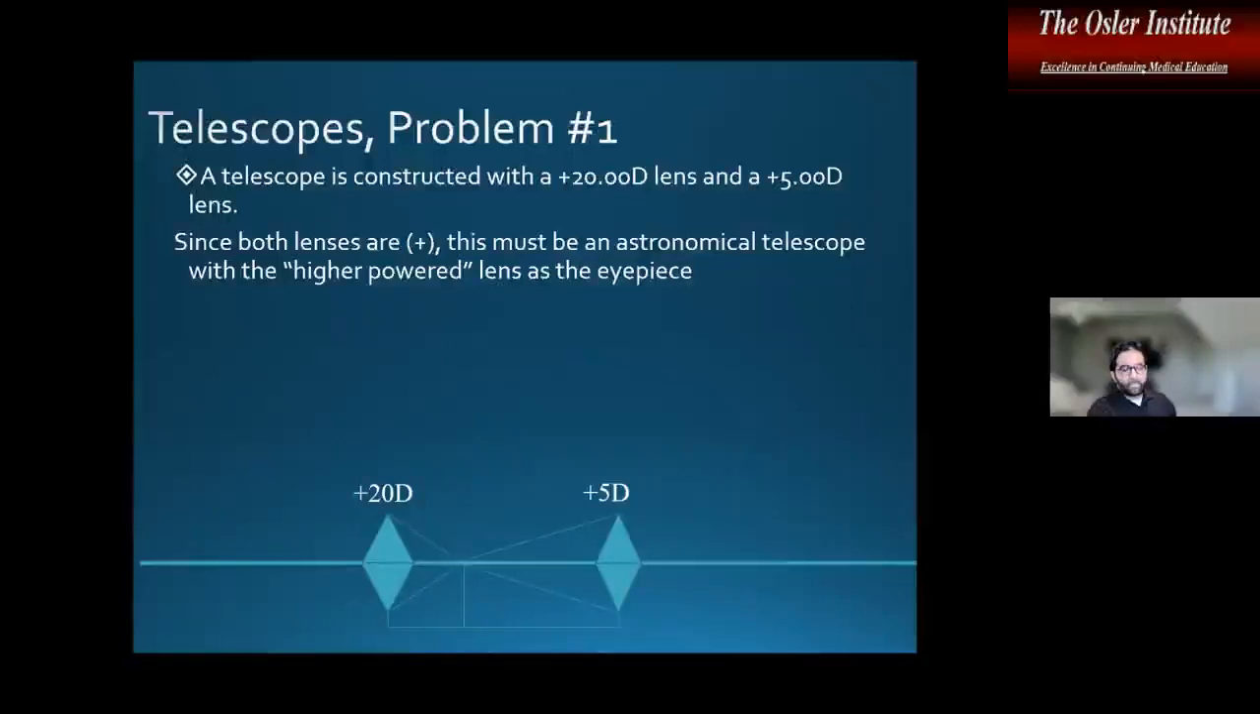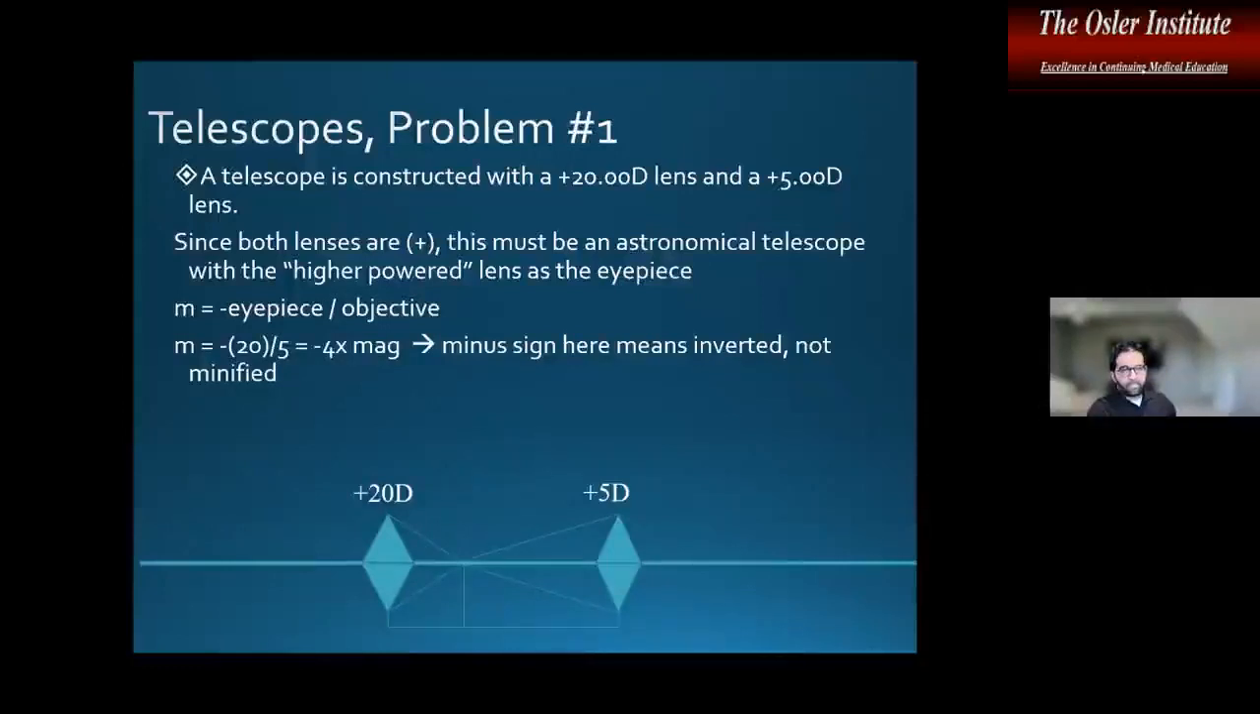If we construct this telescope correctly, the magnification is going to be the power of the eyepiece over the power of the objective. We can stick a minus sign there. So minus 20 divided by 5 is going to give us minus 4x magnification. That tells us that we're inverted, not that we are minified.